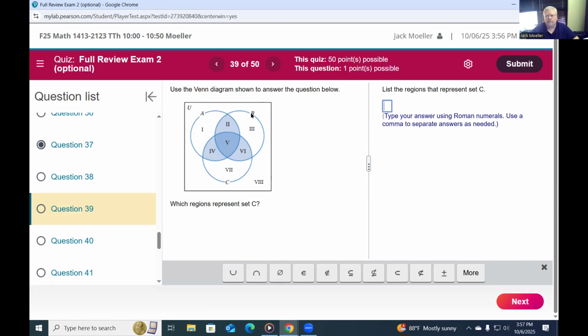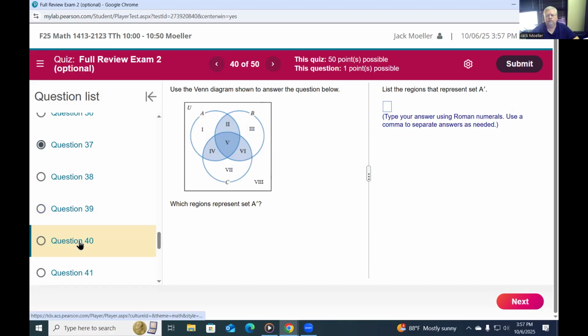So like, where is B? B would be 2, 3, 5, and 6. A is 1, 2, 4, 5. So A complement. So we don't want A. We don't want those 4 regions. So what is anything that's not A? Well, it's 3, it's 6, it's 7, and don't forget 8, because 8 is out there, outside that circle.